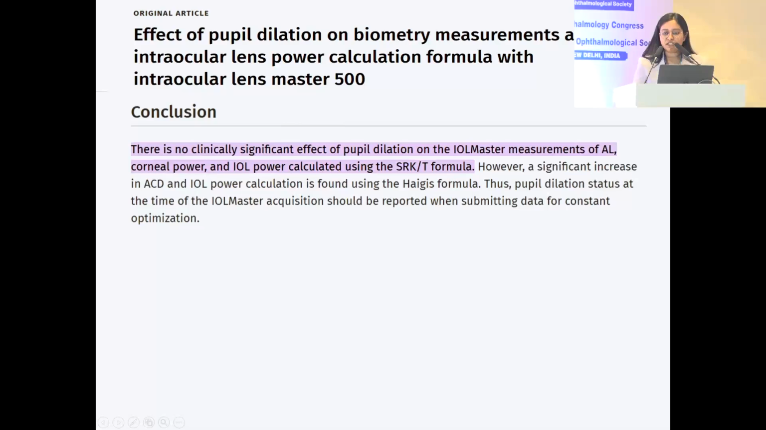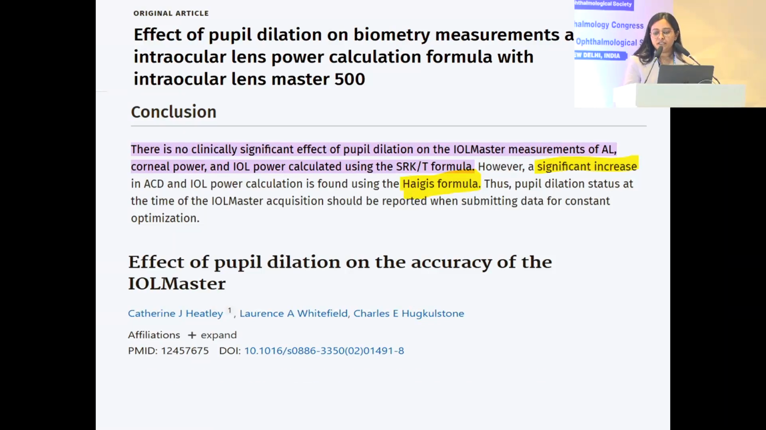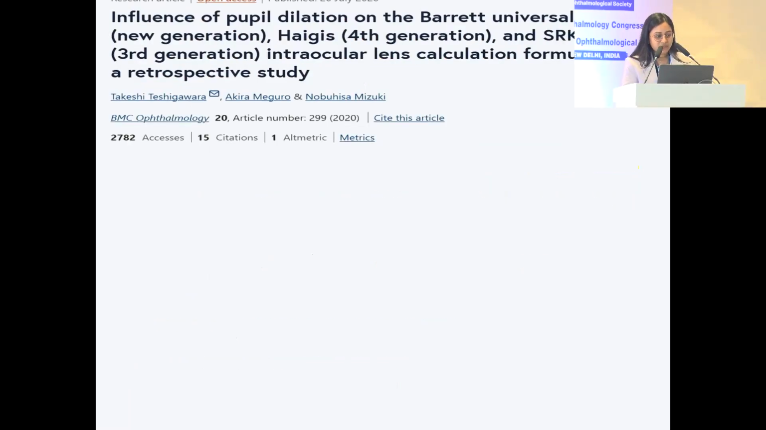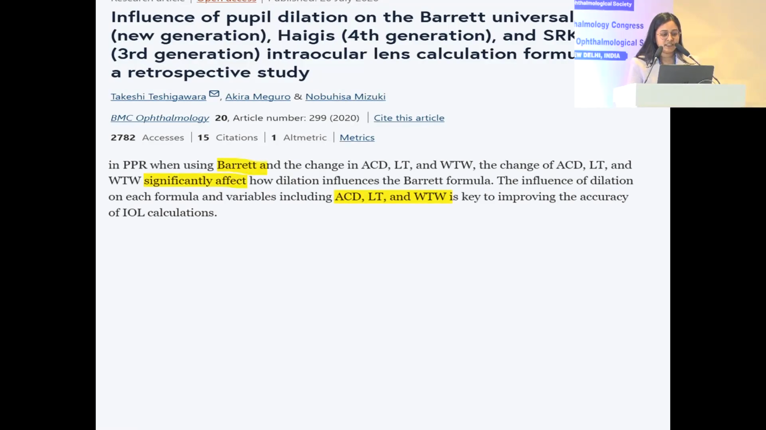This is the review of literature. A few papers have suggested that there is no clinically significant effect of pupillary dilatation on IOL Master measurements, axial length, corneal power or IOL power calculation by the SRK/T formula, but the Haigis formula is a little more susceptible. Another study by Catherine et al. suggested that dilating the pupil did not adversely affect the IOL power calculation, whereas a study by Teshigawara et al. suggested that the Barrett formula was significantly affected in terms of ACD, lens thickness and white-to-white.